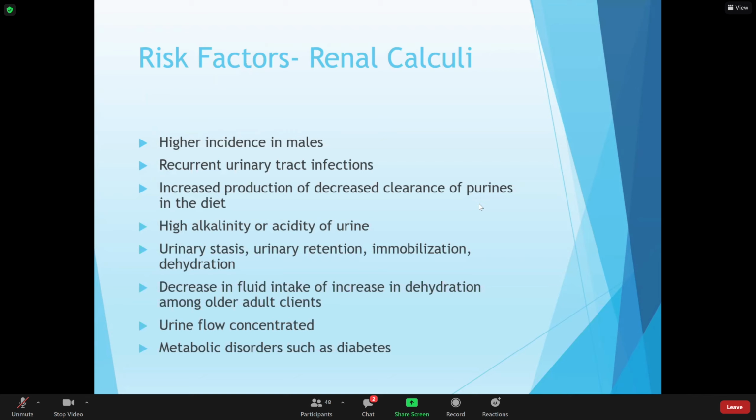So here are your risk factors: male patients, frequent UTIs, a diet that has a lot of purines, and again, we'll go over what that even means in a minute. Patient that has urinary retention. So there might be your male patient that has an enlarged prostate. Now they've got two problems: problems peeing and voiding, and now they've developed a kidney stone as well.